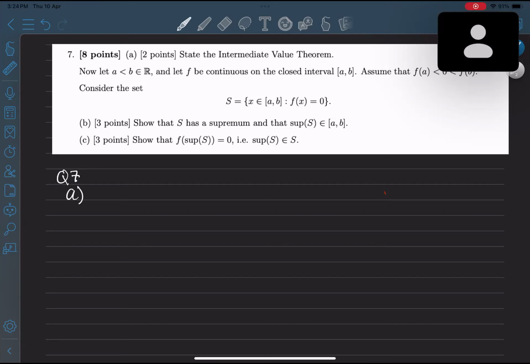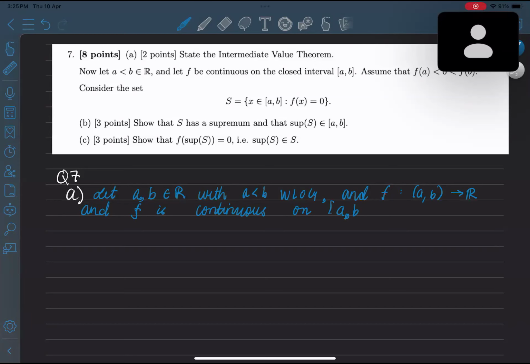if you have two real numbers, with one less than the other without loss of generality, and you have a function f that maps this interval to R, and we're given that f is continuous on A to B. And so the question we're asked is what the IVT is.